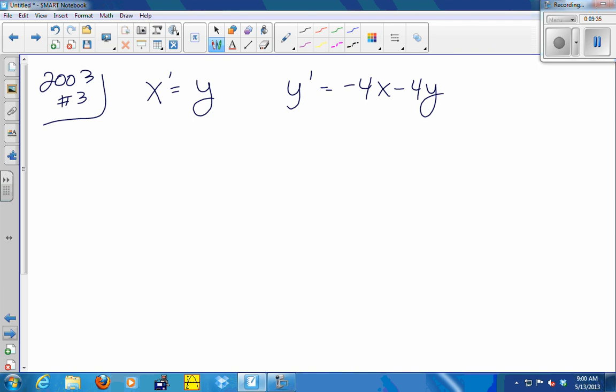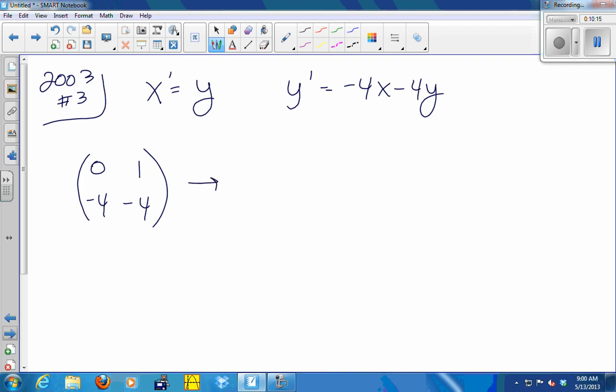Okay, determine the type of equilibrium point at the origin and find all straight line solutions. So that means I've got to find the eigenvalues. First step, my coefficient matrix is going to be 0, 1, negative 4, negative 4, if I were to write that in matrix notation. And I have to take the determinant, set it equal to 0 to get the characteristic equation. Sorry, not the determinant of that with the lambdas in there, so I won't write it like that yet.